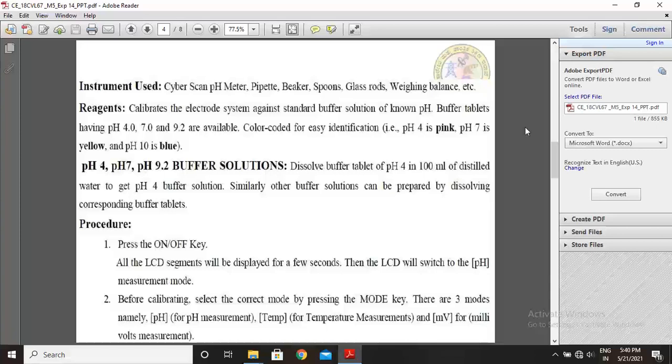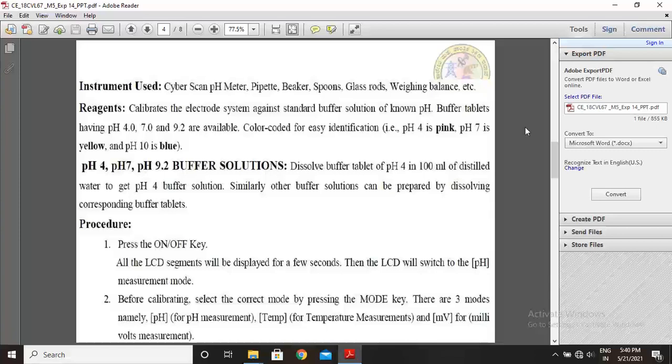Okay. Now to execute the experiment, first you prepare the buffer solutions. So for pH 7, pH 4 or pH 9.2 buffer solution, you follow these steps. Dissolve a buffer tablet of pH 4 in 100 ml of double distilled water to get pH 4 buffer solution.